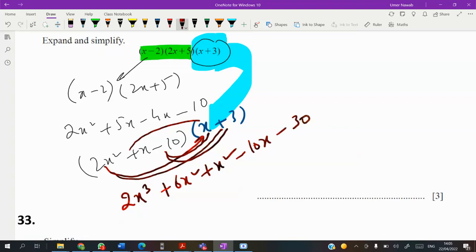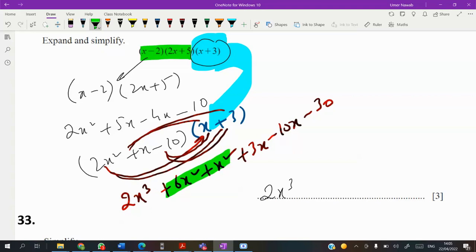So how do you simplify it? Let me check it again. Did I miss anything? 2x cubed plus 6x squared plus x squared plus 3x. I think I missed the 3x, plus 3x, then minus 10x, then minus 30. So let me write my answers. 2x cubed, then we have here 2x squared plus x squared, it is 7x squared. Then we have 3x minus 10x, which is minus 7x, and minus 30.